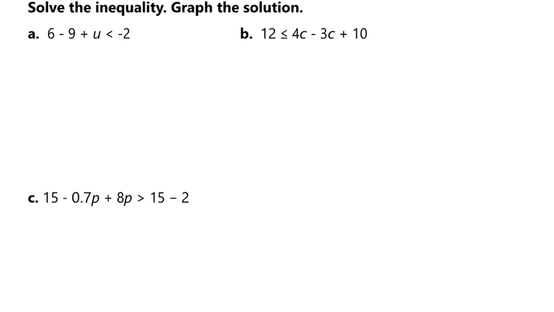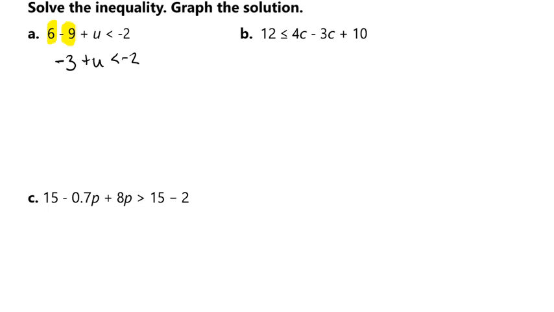In this video, we're going to be solving inequalities by first combining like terms and then solving for the variable. When we're done, we'll graph our solutions. In this first example, we have 6 minus 9 plus u is less than negative 2. So we'll be combining our 6 and our minus 9, and that's going to give us a negative 3. So we have negative 3 plus u is less than negative 2.